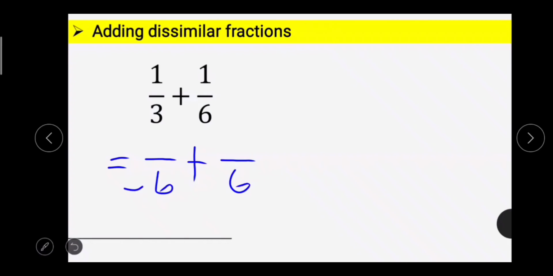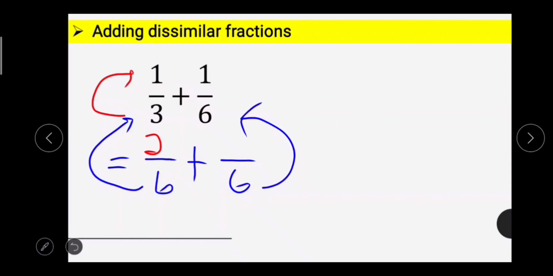So divide the LCD into the denominator. So what is 6 divided by 3? We have 2. So 2 times 1, we have still 2. Same thing here, 6 divided by 6, 1. Then 1 times 1, we have 1. We see that the denominators have the same number. So just copy the denominator, which is 6. Then add the numerator, which is 2 plus 1, we have 3.